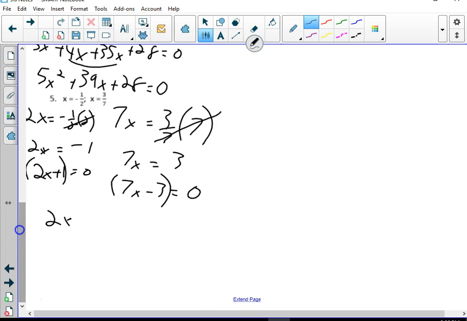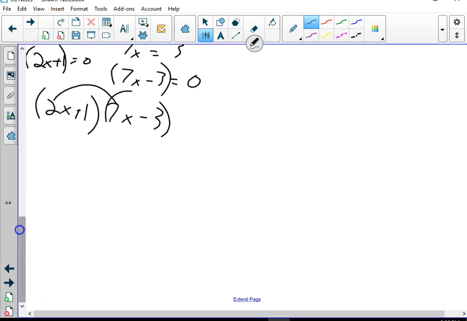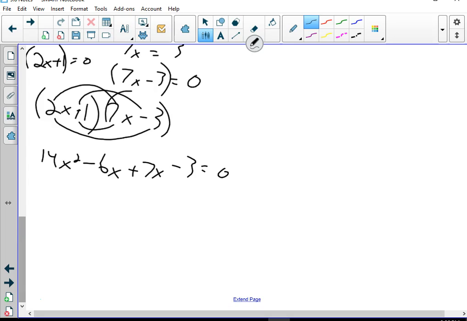Now I just take 2x plus 1 times 7x minus 3. And I repeat the procedure. First times first, 14x squared. Outer, negative 6x. Inner, 7x. Last, negative 3. Put these two terms together. 7x minus 6x is just x. So 14x squared plus x, or plus 1x, however you want to write it, minus 3 equals 0. And that's the quadratic that goes through those 2 points.